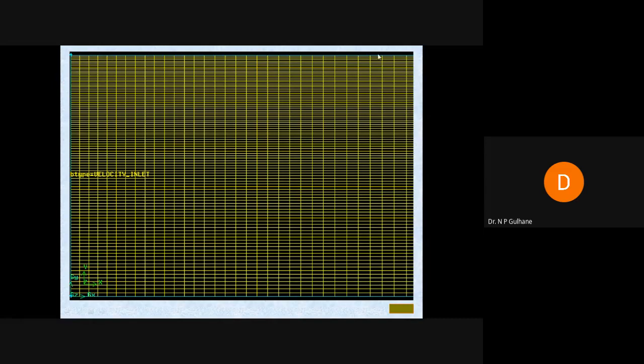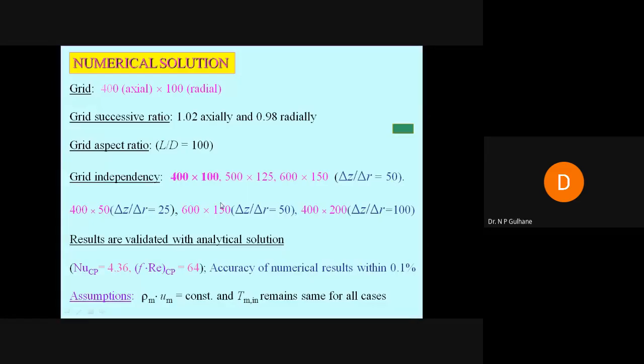This is the wall. And here you are going toward the end of the channel. So this is what is called the grid spacing, the grid successive ratio. So axially, the ratio is 1.02 and in the radial direction, it is less than 1, 0.98. So this is the grid successive ratio you have to put. And the number of grid points is 400 in the axial direction, 100 in the radial direction.